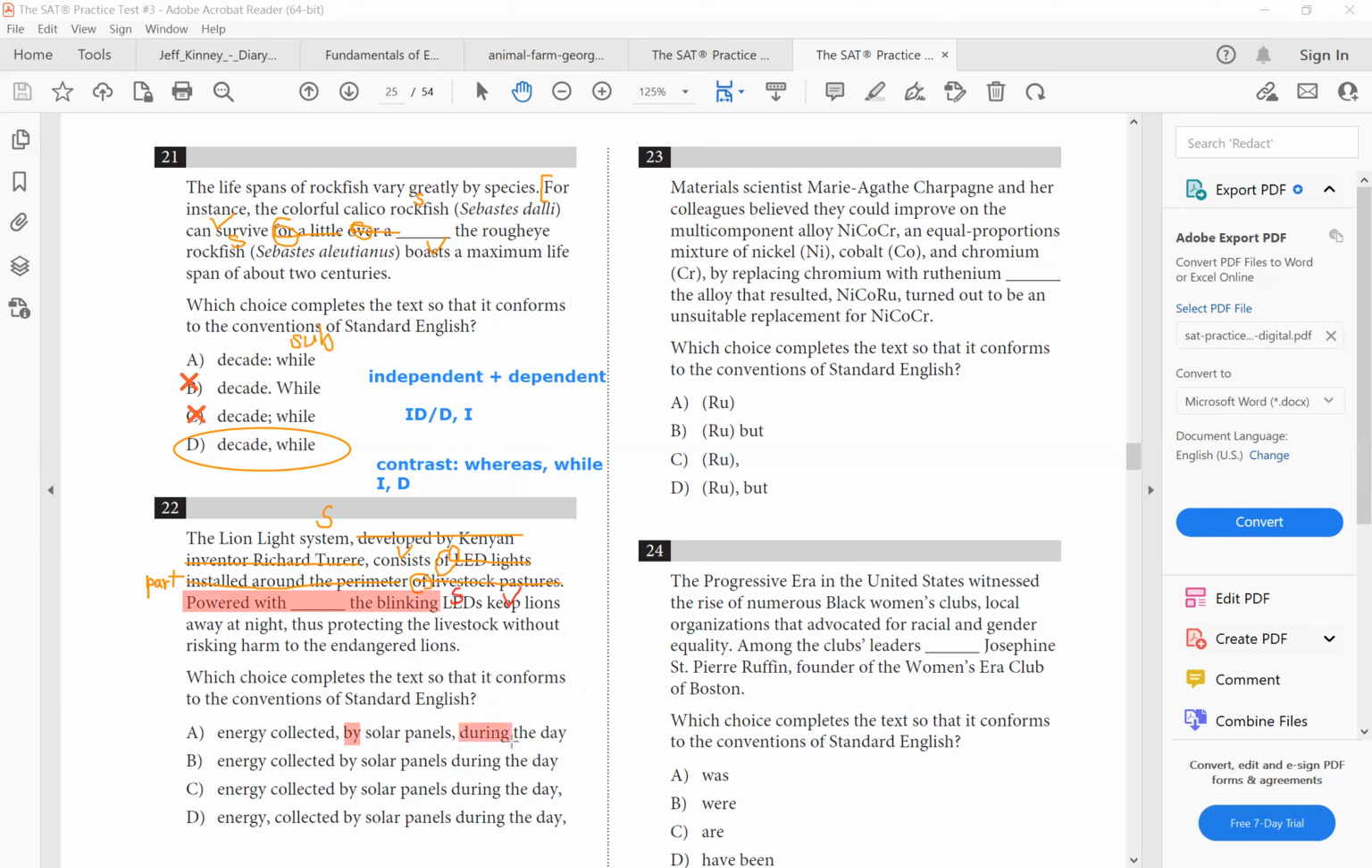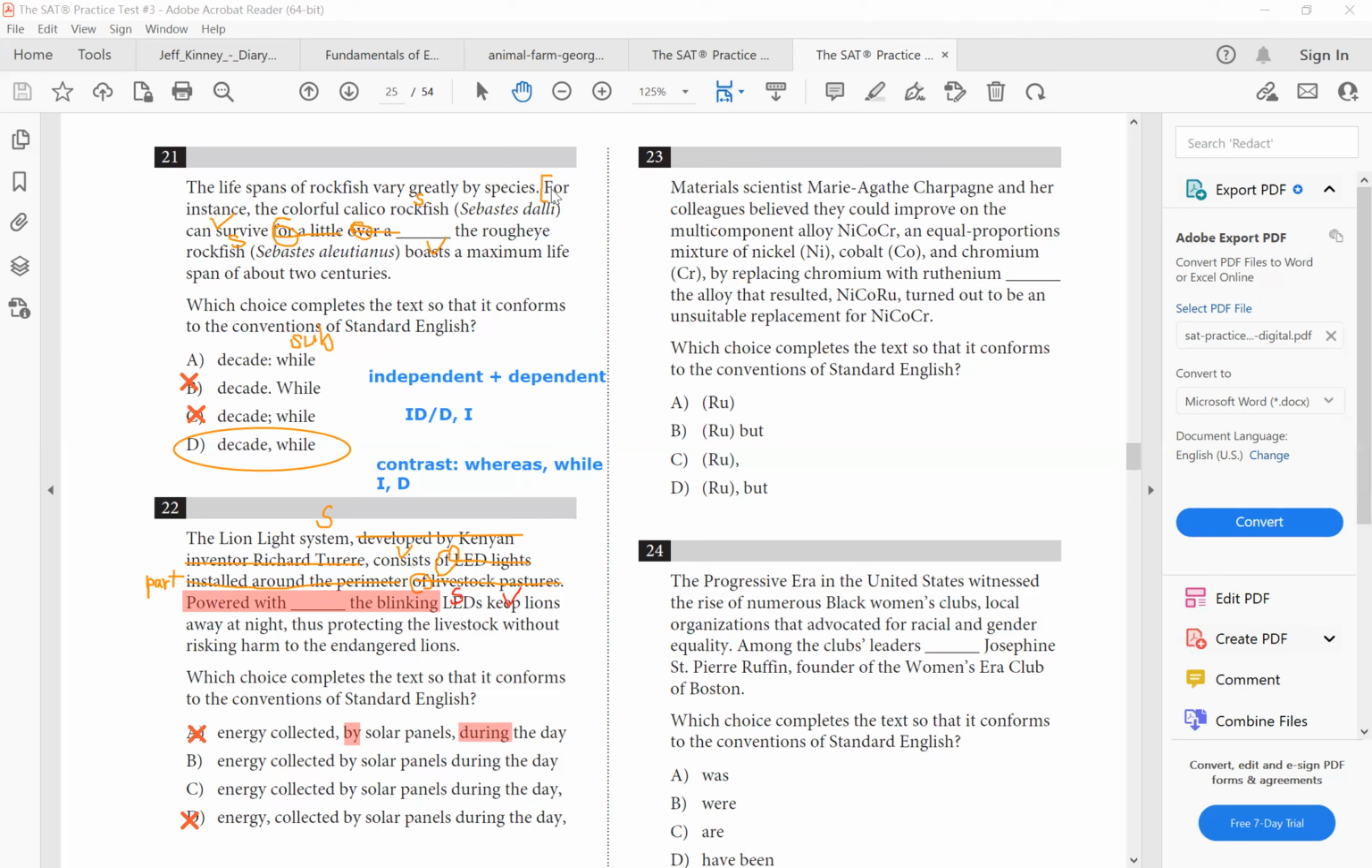So A is definitely wrong because you can see a comma before by and before during. So we can cross A out. Now, if we take a look at D, comma, collected by solar panels. We know collected by solar panels during the day has to be our essential participle phrase. So we can cross out D as well. Now we're left with B and C.